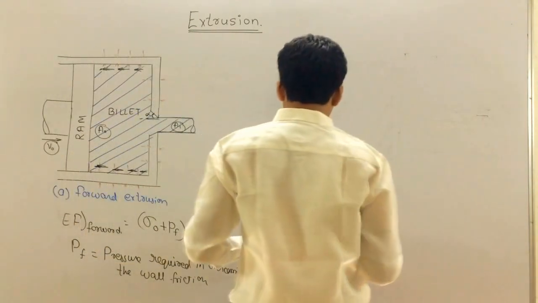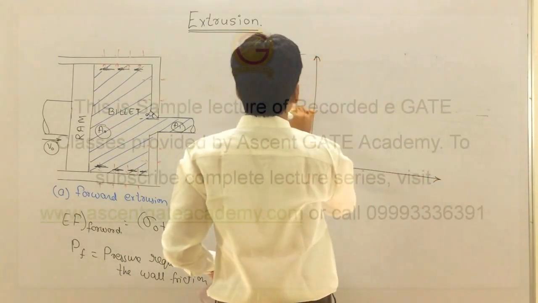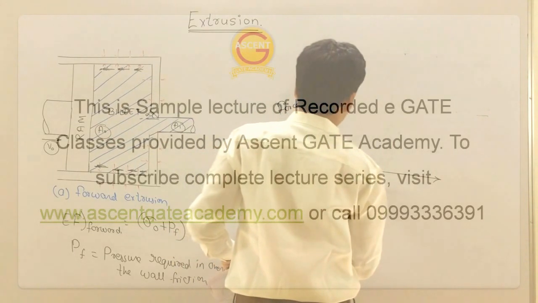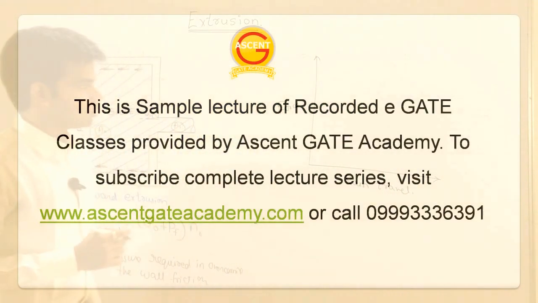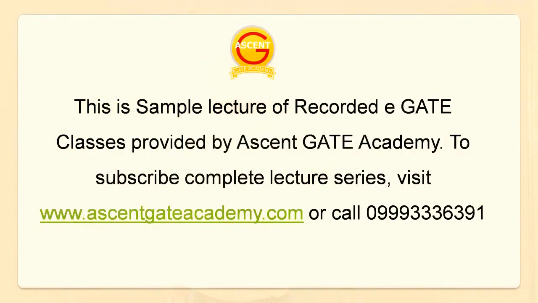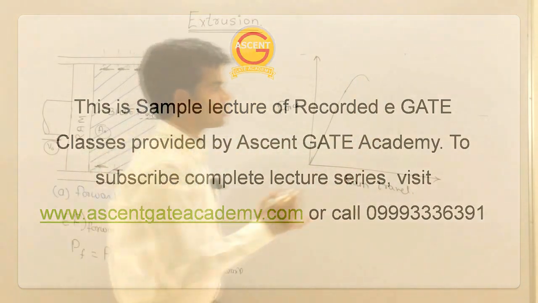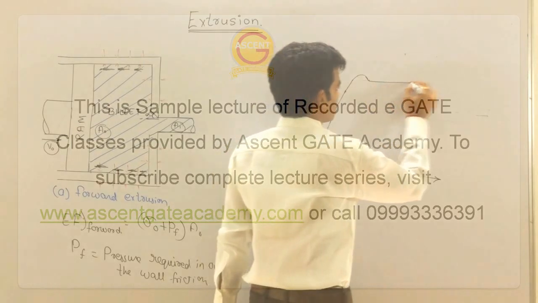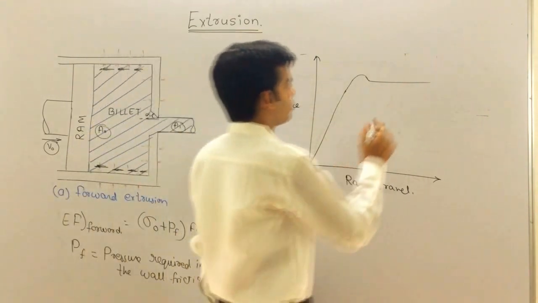Now we will draw one graph between force and the distance of ram travel for forward and backward extrusion. Okay. So in case of forward extrusion, as the ram is moving in forward direction, the force applied on the material is increasing. After flow stress, this force will remain constant and material will easily start flowing. This is for forward extrusion.